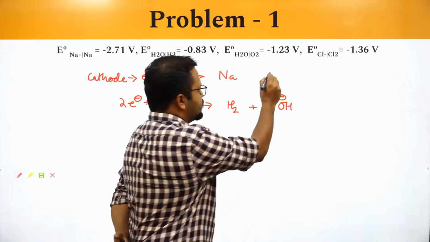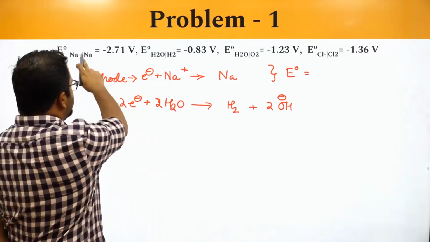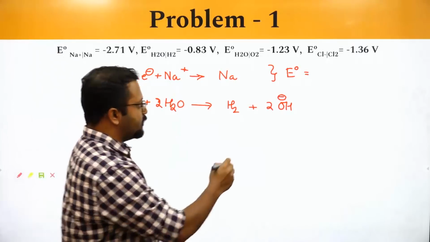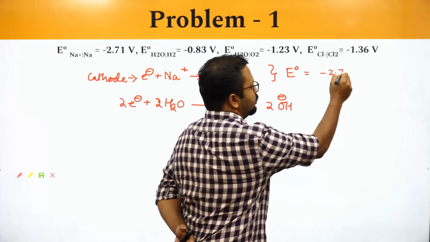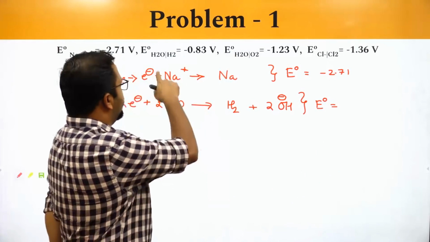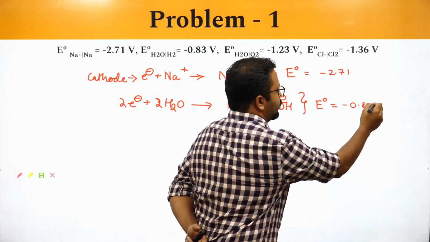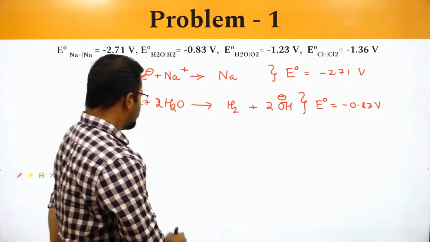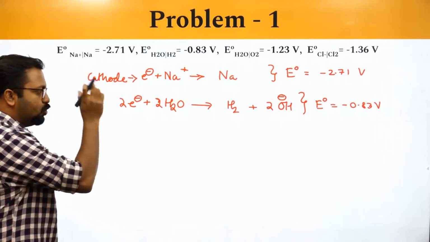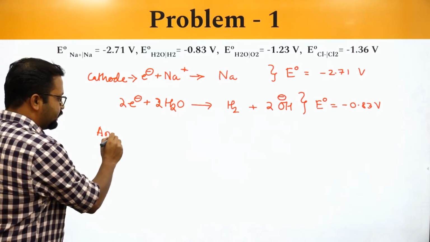Okay, for this, the E0 value is given as Na plus to Na as minus 2.71. For this, the E0 value is given as minus 0.83. All of these are in terms of volts. So these are the two competing reactions at the cathode. There are two competing reactions for the anode as well.